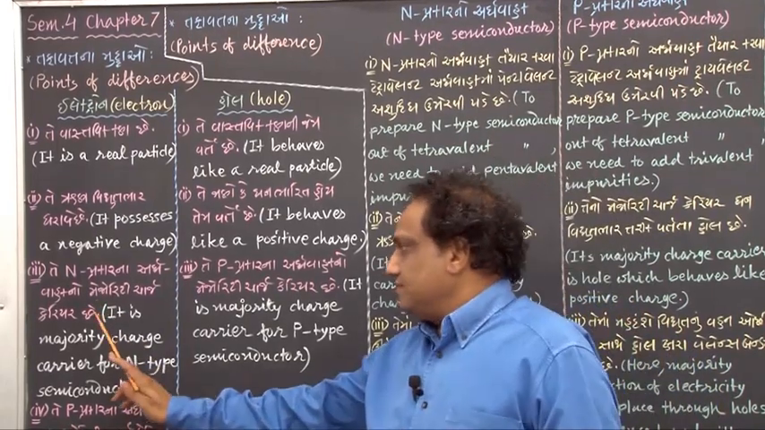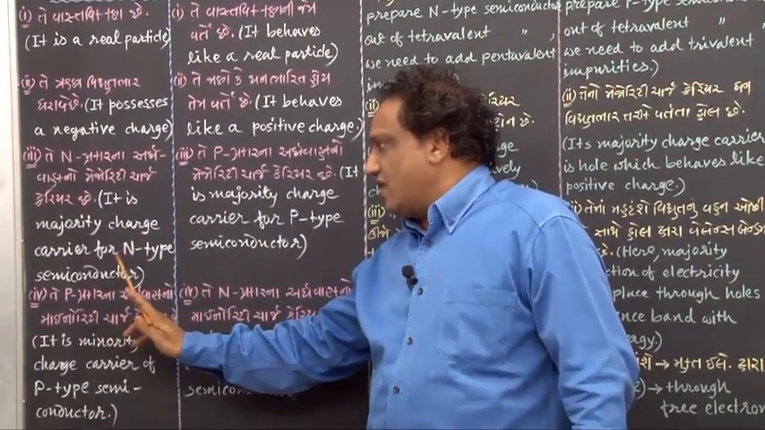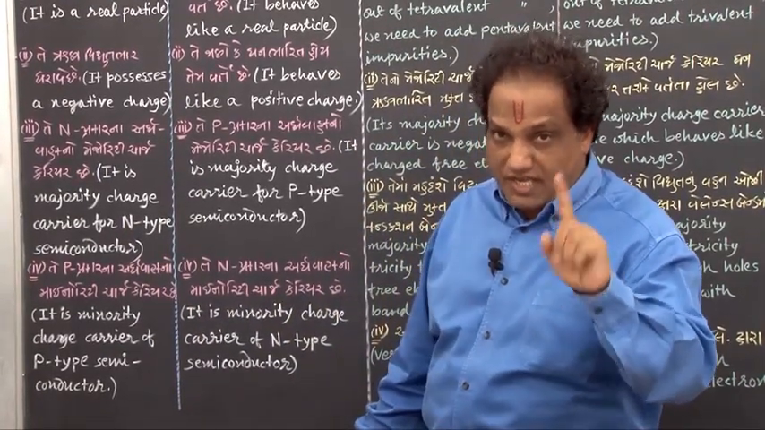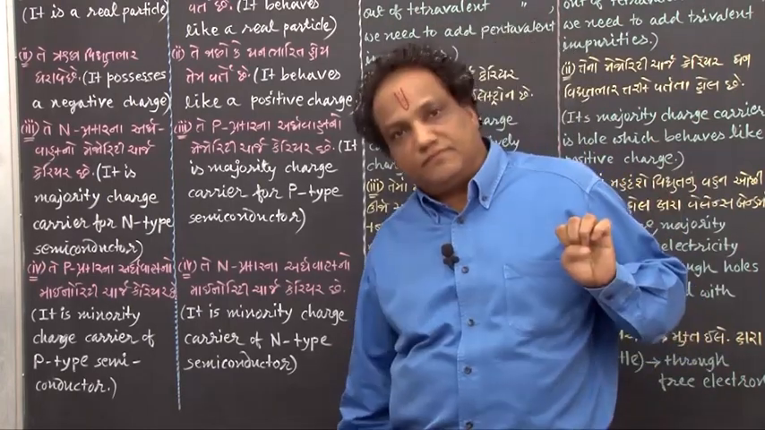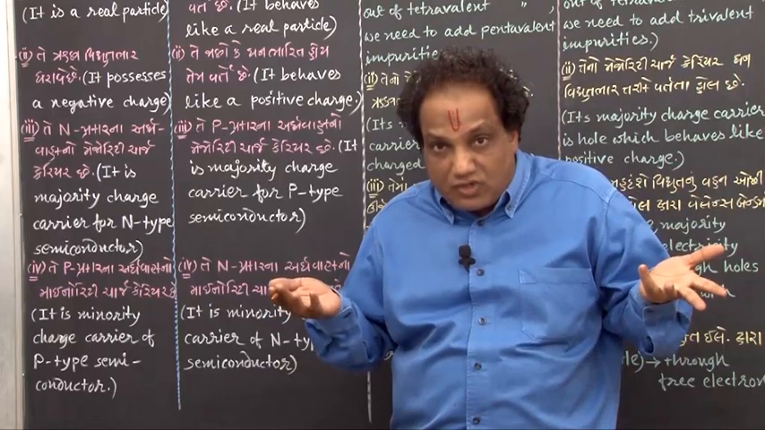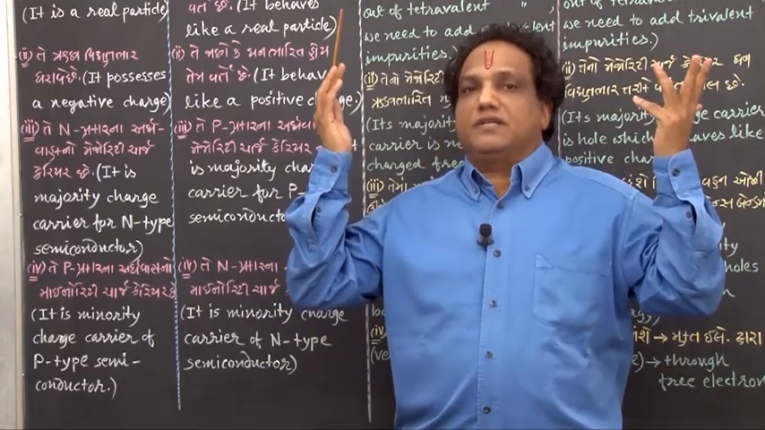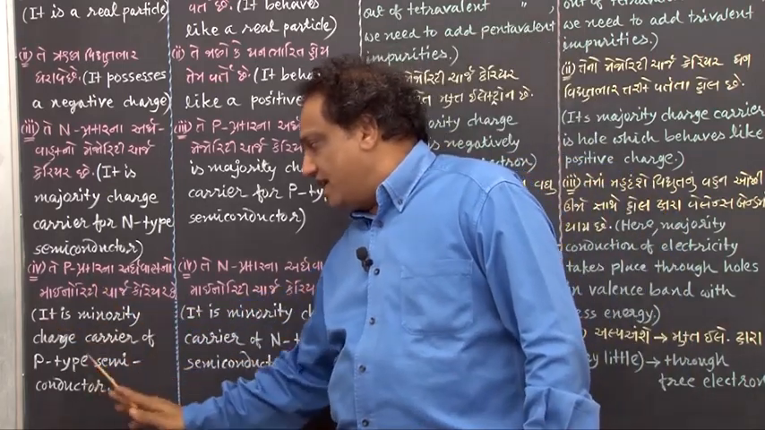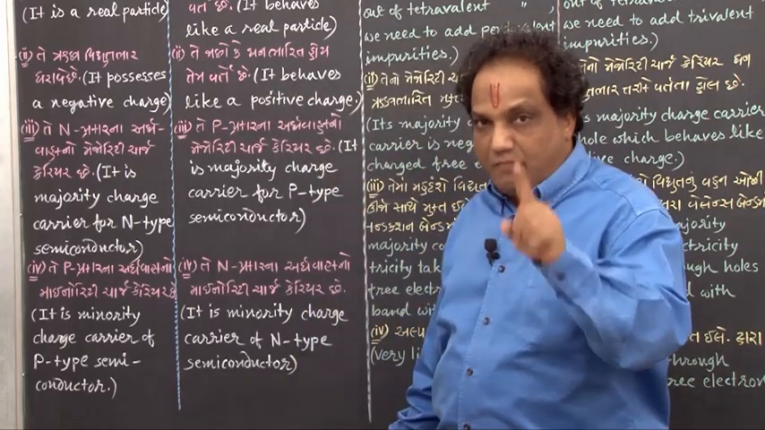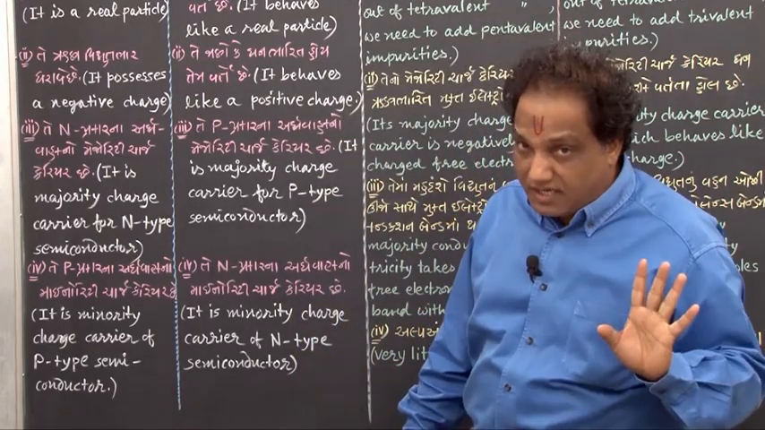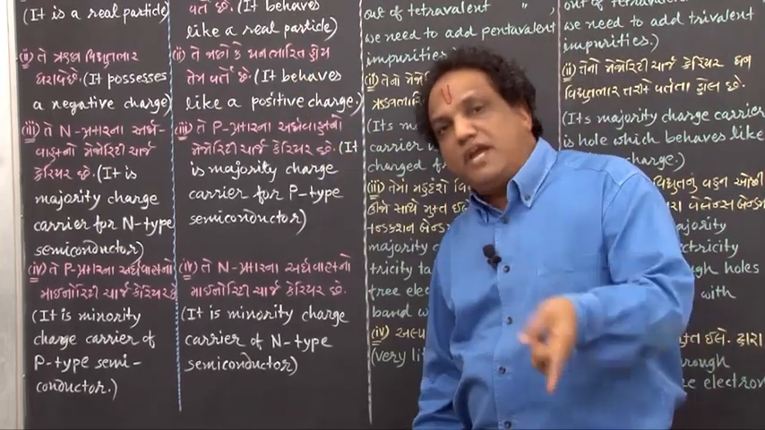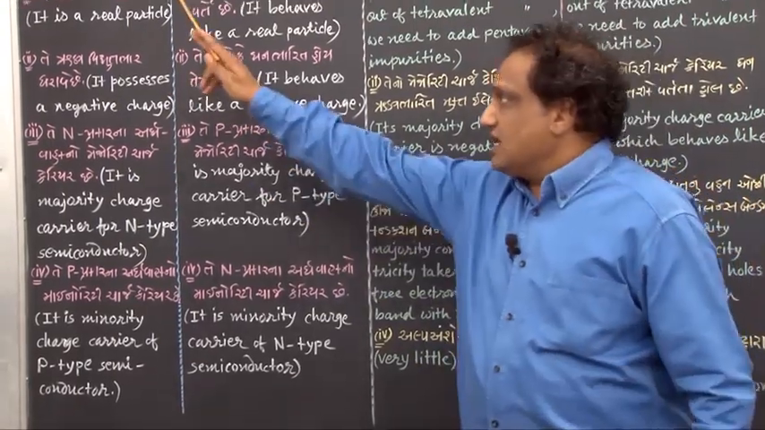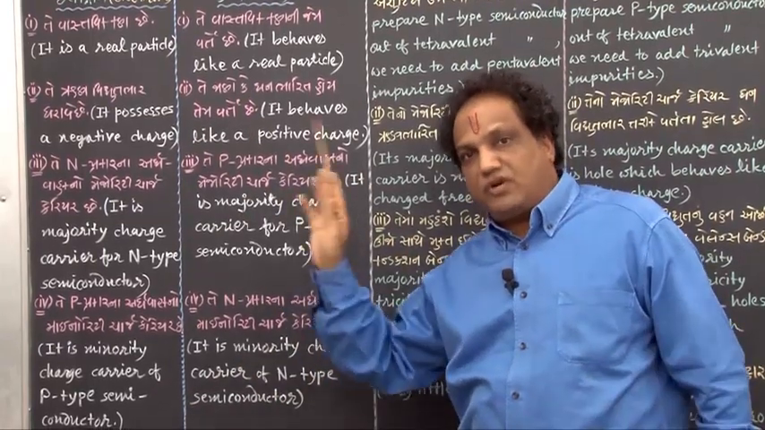Okay. Third, it is majority charge carrier for N-type semiconductor. You know, free electrons are majority charge carriers for N-type semiconductor. And what about holes? Holes are majority charge carriers for P-type semiconductor, isn't it? Fine. Number 4, it is minority charge carrier for P-type semiconductor. Free electrons are minority charge carriers for P-type semiconductor, and here holes are minority charge carriers for N-type semiconductor.